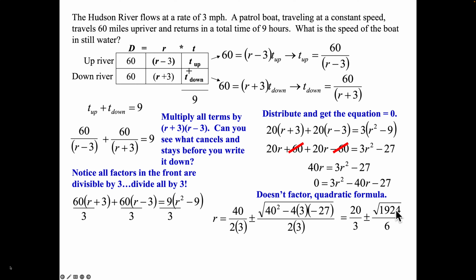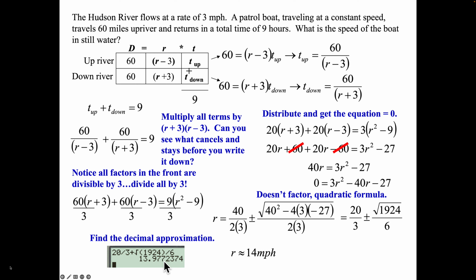However, we probably don't need a simplified radical answer. So we're probably going to find decimal answers. So we'll just go to the calculator. 20 divided by 3 plus the square root of 1,924 in parentheses divided by 6, 13.9777, which is approximately 14 miles per hour. If I put in the minus sign, I get a negative rate, which we'd have to throw out. And they'll probably say round to the nearest whole number. And so there's my answer.